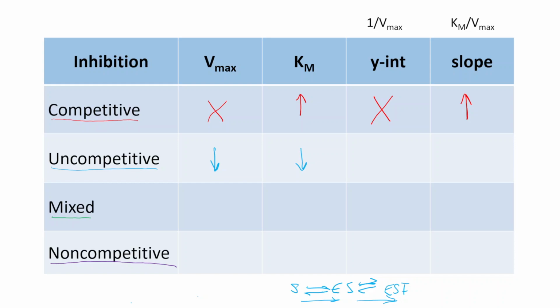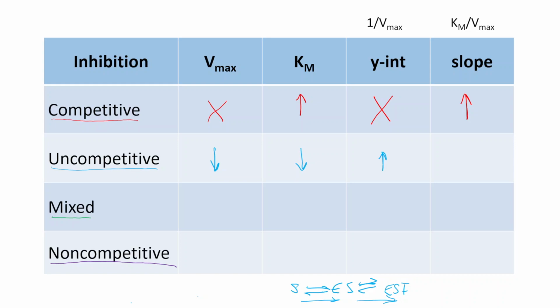And now that we know our Vmax and our Km are both decreasing, what does that mean for our y-intercept? Our y-intercept is 1 over Vmax. If Vmax is lower, what does that mean for the y-intercept? Yeah, it's bigger, exactly. If the denominator of a fraction is lower, the whole number gets bigger.